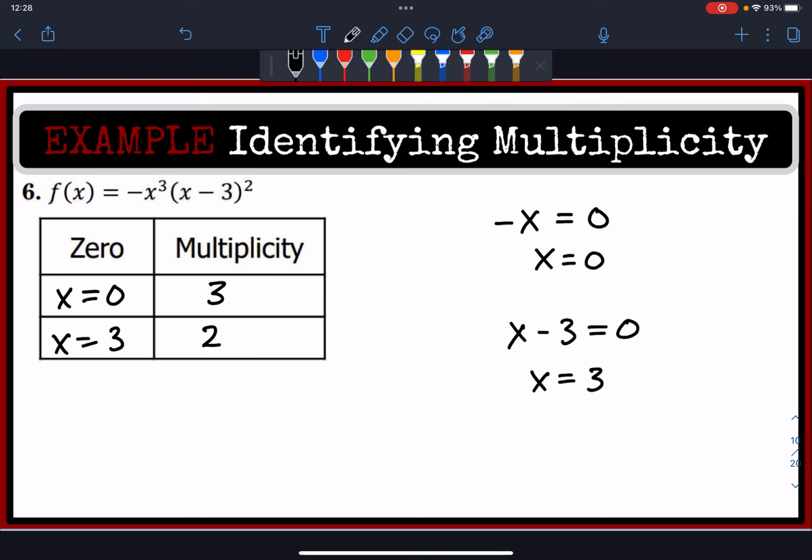The multiplicity of x equals 0 is 3, and the multiplicity of x equals 3 is 2. Now, what does this mean again in terms of solutions? That there's a total of 5 solutions, where 3 of them are the number 0, and 2 of them are the number 3. So x is equal to 3 two times, and x equals 0 three times.